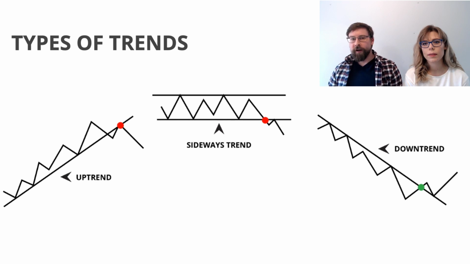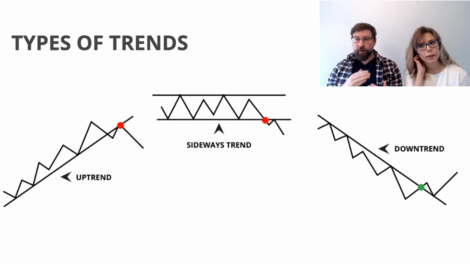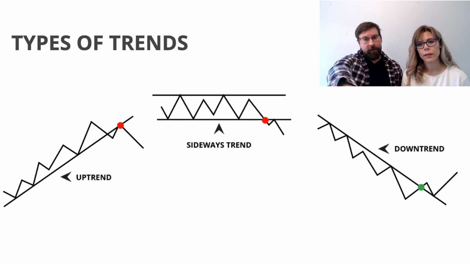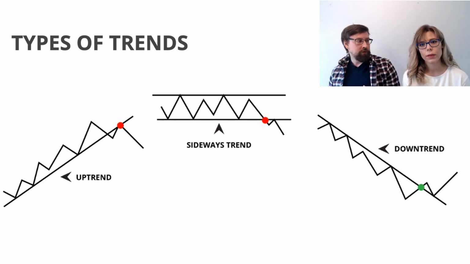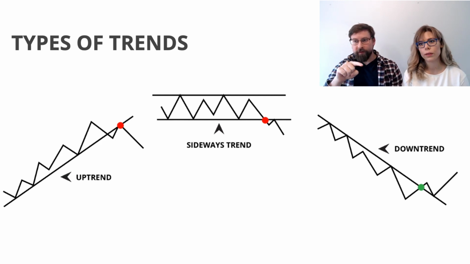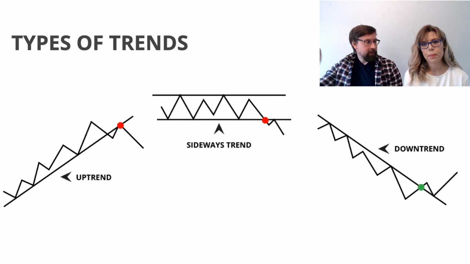But so is it better to find a trend, buy it, wait until that trend line breaks, that little red dot, and say, okay, I'm out, trend broke? Or is it easier to buy and sell and buy and sell and buy and sell and buy and sell?